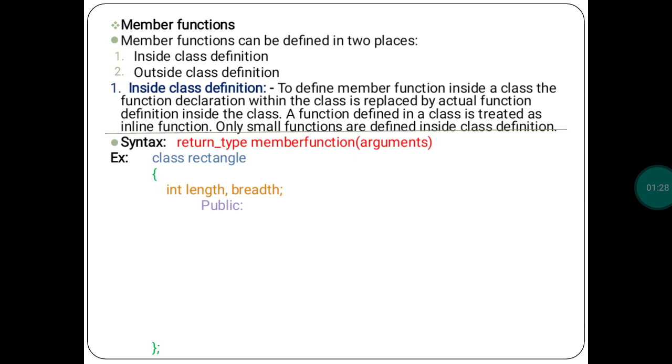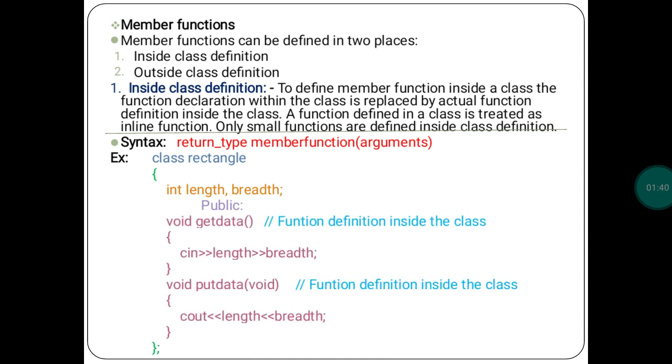For example, see, class Rectangle, opening brace means the class is open, int length and width. These are two variables, length is one variable, width is the second variable. Then public member function, void getdata. Void getdata is a member function. In that you write cin length and width. We are inputting the values length and width within that get function only. So this is called inside the function.